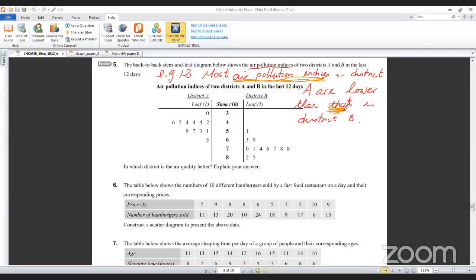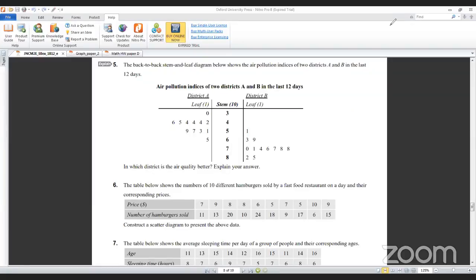Then what? Then you need to tell people, then what? Then that. That means this one, and then you follow the remaining in district B, in this case. Then you don't need to repeat the same phrases here. Right. Now then we move on to the next one.